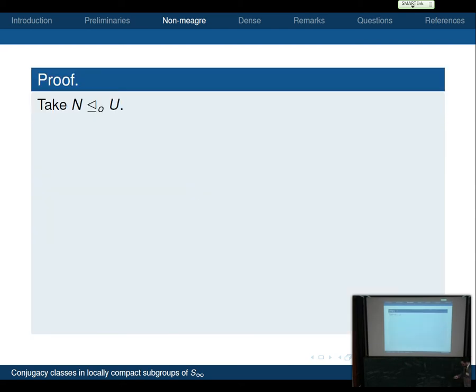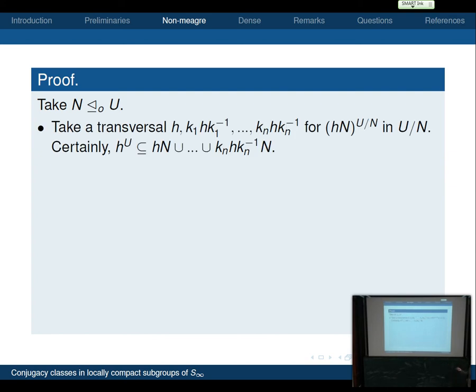So what's the proof? Okay, so take some open normal subgroup N. Now take a transversal, Hk1, Hk1 inverse, and so on, for the conjugacy class of the coset HN in the finite quotient U mod N. Certainly the conjugacy class of H in U is contained in this collection of cosets. Further, by the monotonicity of the measure, the measure of this conjugacy class is bounded by the measure of this collection of cosets.